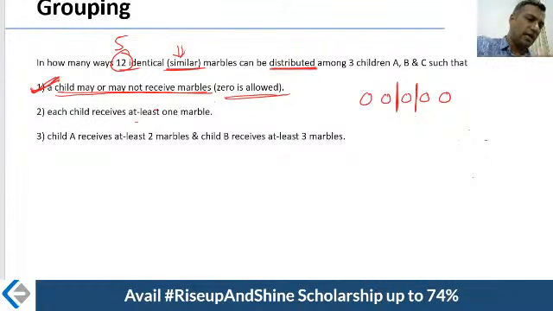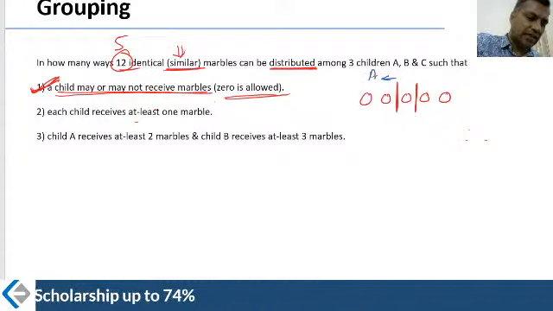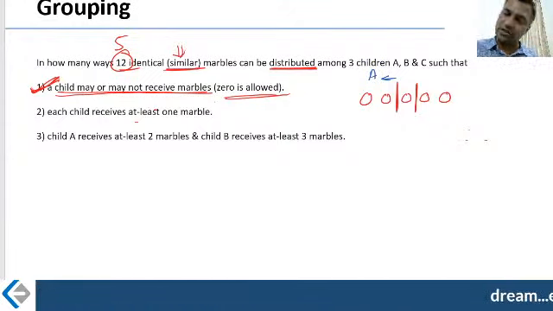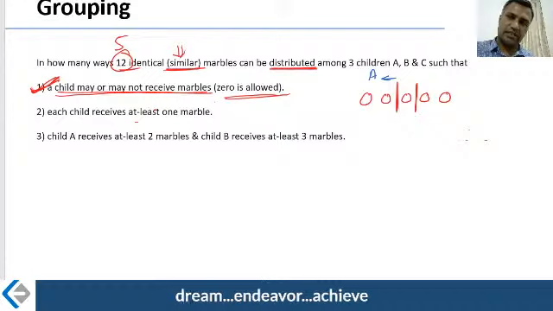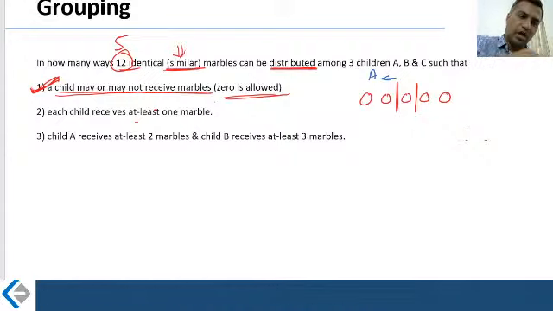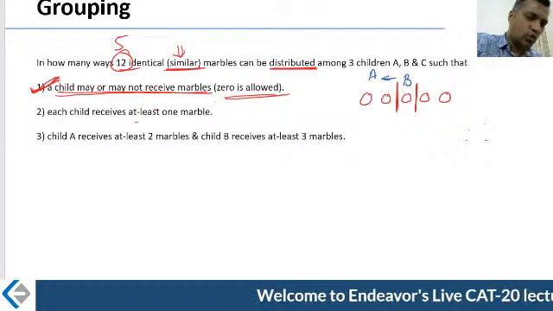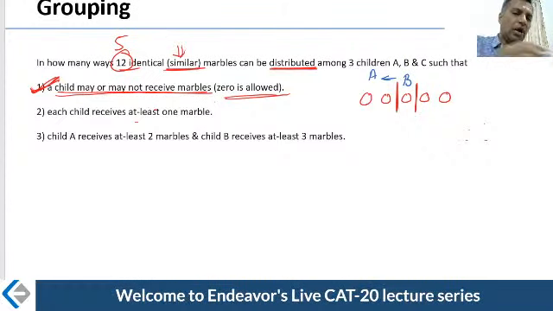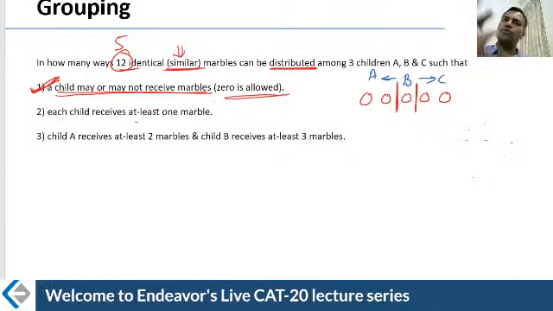Whatever comes to the left of the first line is the share of A, otherwise they will fight. Therefore you said, look, all marbles are similar, don't panic. I will draw 2 lines in between these marbles. Whatever comes to the left of the first line is given to A. Whatever comes in between the 2 lines will be given to B. Whatever comes to the right of the second line will be given to C.